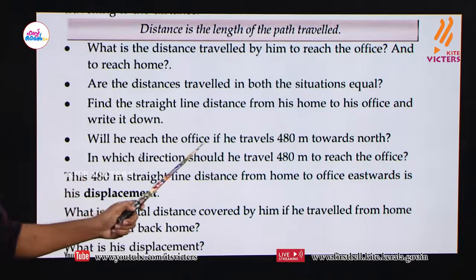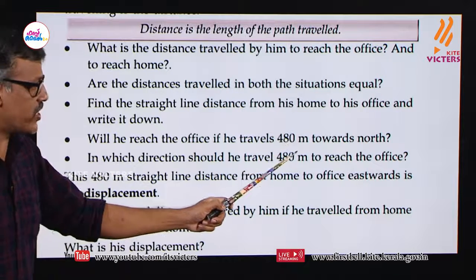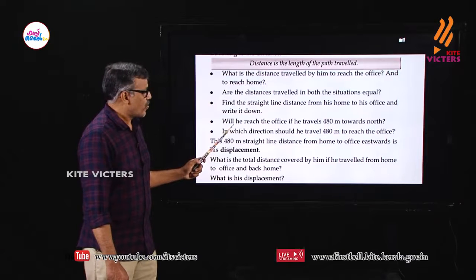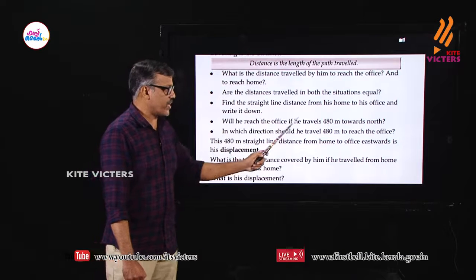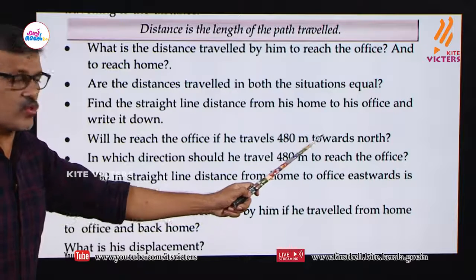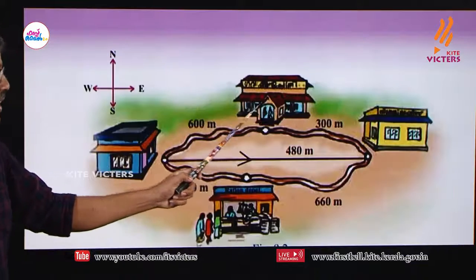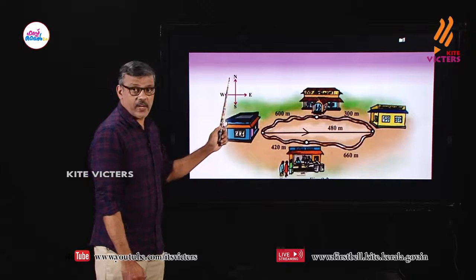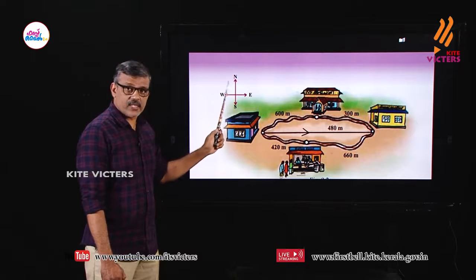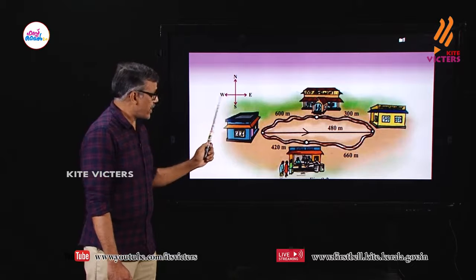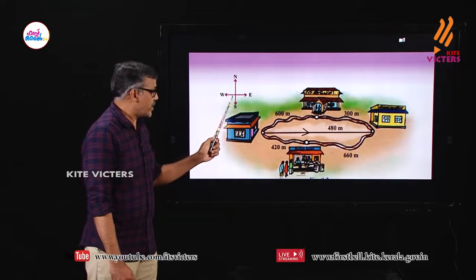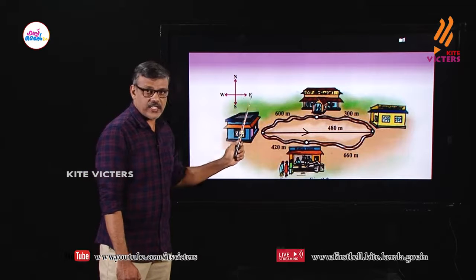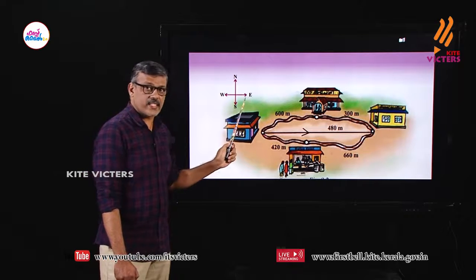Will he reach the office if he travels 480 meter towards north? I am repeating the question. Will he reach the office if he travels 480 meter towards the northern direction? Here the N, this upward arrow, indicates the northern direction, this arrow indicates the western direction, the lower arrow indicates the southern direction, and the right arrow indicates the eastern direction.